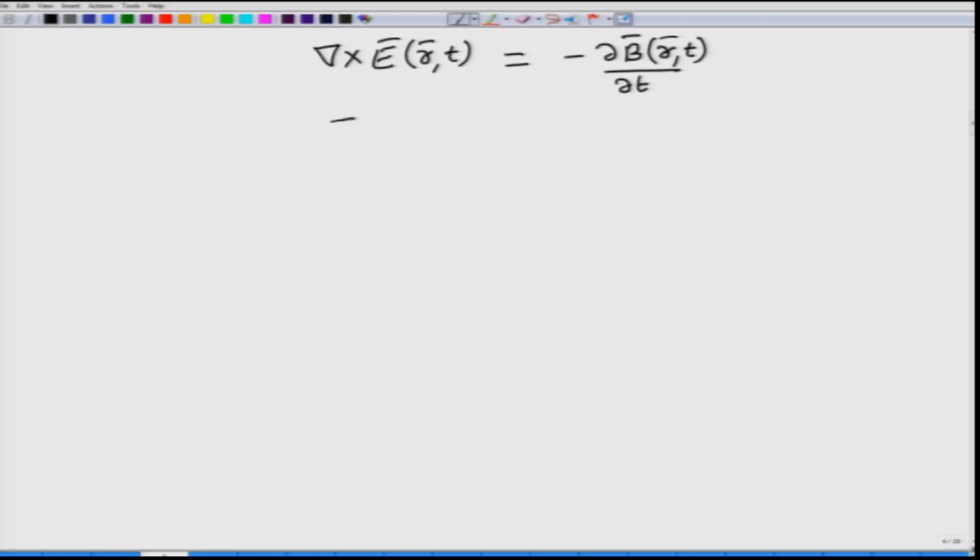and this is the differential form of Faraday's law that we wrote down, right. Now, we also have an equation which says del cross H is equal to del D by del T. Okay. I have dropped r and t from this equation for notational simplicity.